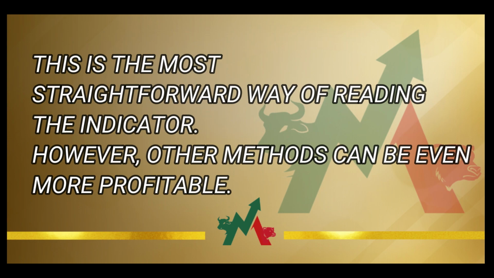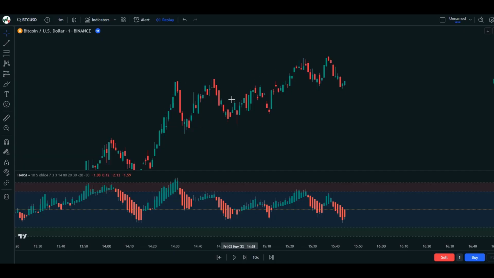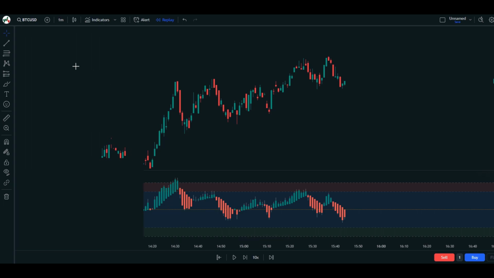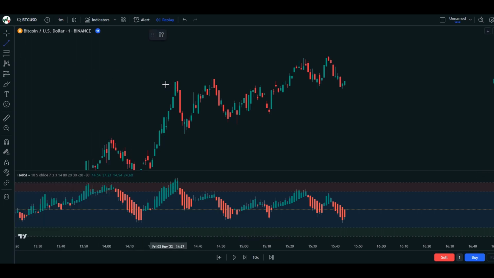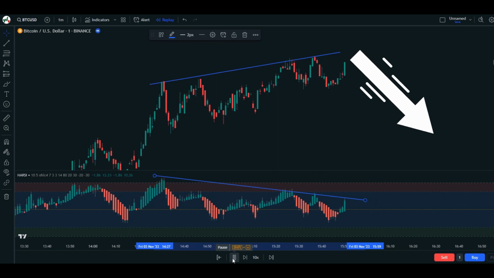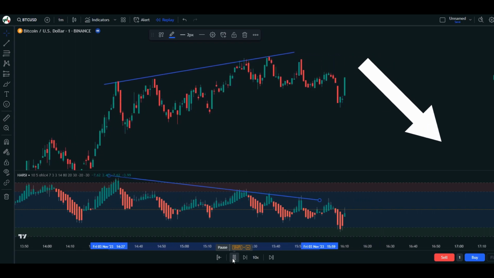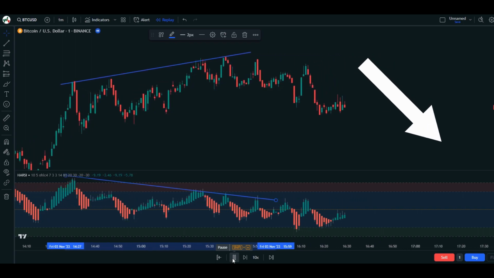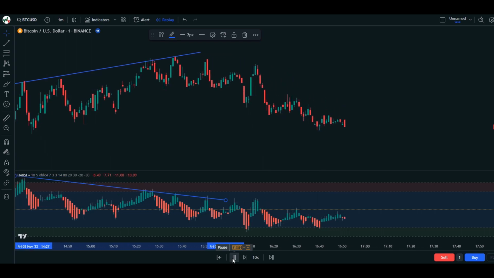However, other methods can be even more profitable. One of these methods involves looking for differences between the price action and the indicator. Here we can see an example of this. The price was making higher highs, while the Heiken Ashi candlesticks were making lower highs. This shows us that a bearish divergence is playing out, making it likely that a trend reversal to the downside may occur. If we take a look at the price action after the move was made, we can see that this indeed was the case.